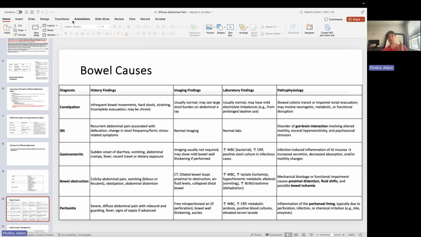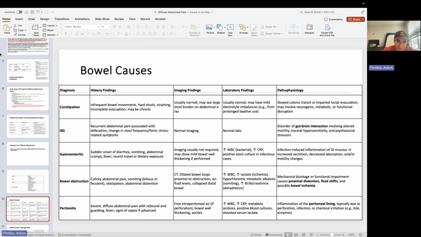Constipation. What would point me in the direction of constipation? A patient who has infrequent bowel movements, hard stools, straining, incomplete evacuation. It might be a chronic problem, right? The patient might tell you that. Imaging findings will probably be normal. We might see large stool burden on abdominal x-ray. And then lab findings, usually normal, right? They may have mild electrolyte imbalances if we're giving them prolonged laxatives. And then if we want to think about the pathophys, usually due to slow colonic transit or impaired rectal evacuation, there may be neurogenic, metabolic, or functional disruption.